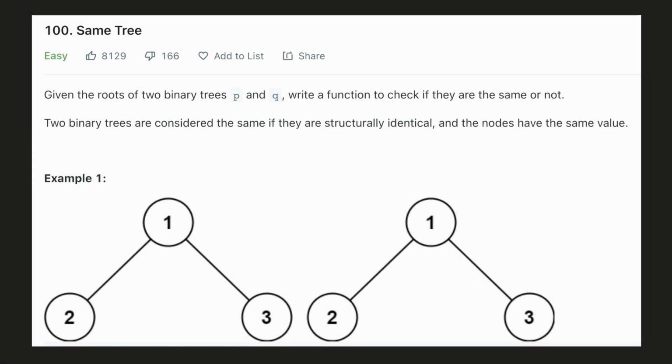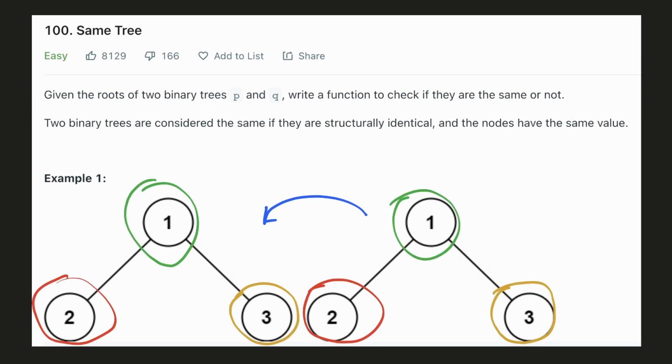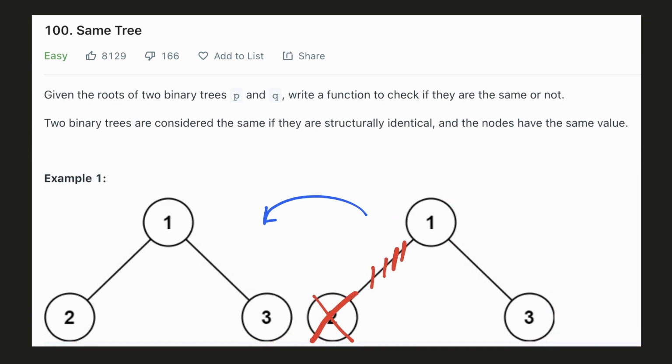In this problem we are given two trees and we have to check if they are the same tree or not. And by the same tree we mean that if we put one tree on top of the other, its structure would be the same and all the elements would be the same. For instance, if we didn't have this node in the second tree, these two trees will have a different structure, so they are not the same.